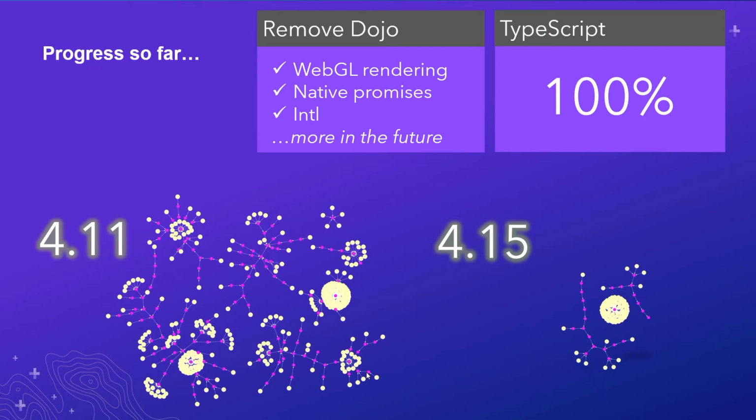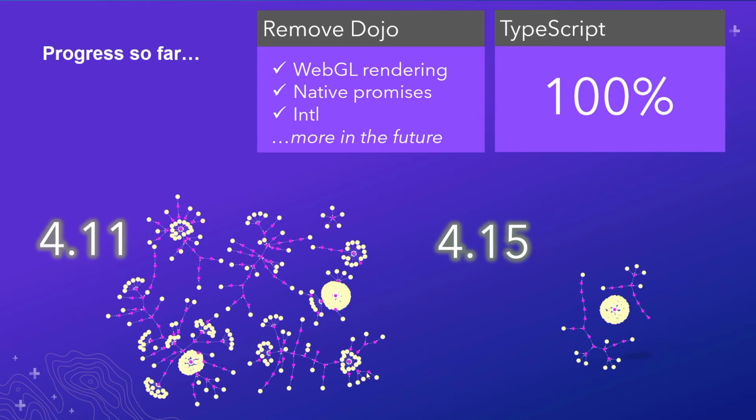Browsers now have what we need, which they didn't have originally when we first released the API, so now we don't actually need Dojo for the things we're using it for. For example, using WebGL for graphics rendering. Now we're working on native promises. That's already going to be on by default in version 4.15. You can do an opt-out option if you'd like, but eventually native promises will just be the approach going forward. And then internationalization, as I'd mentioned.